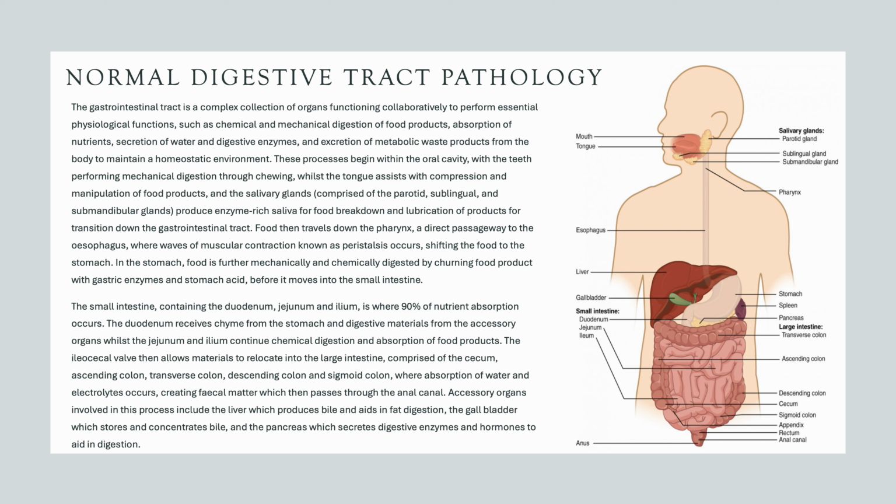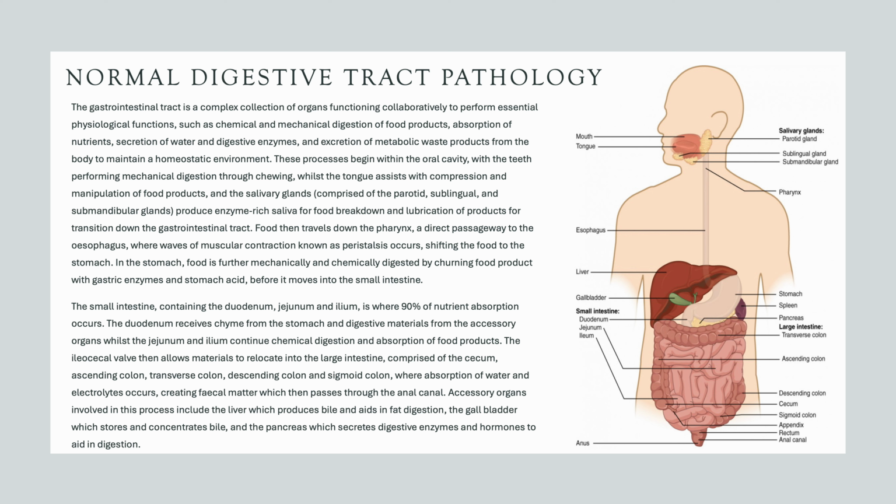These processes begin with the oral cavity, with the teeth performing mechanical digestion through chewing, whilst the tongue assists with compression and manipulation of food products, and the salivary glands, comprised of the parotid, sublingual and mandibular glands, produce enzyme-rich saliva for food breakdown and lubrication of food products for transition down the gastrointestinal tract.